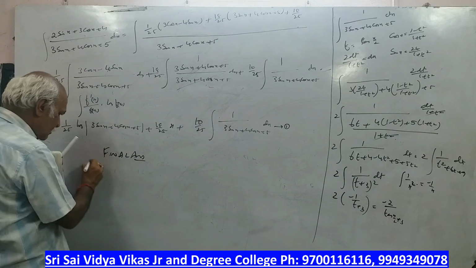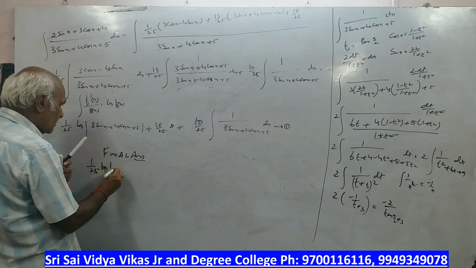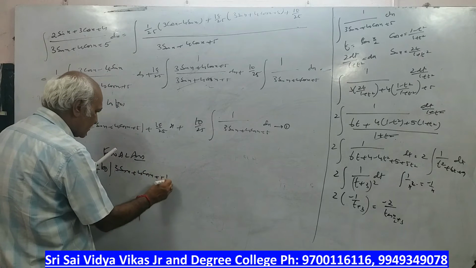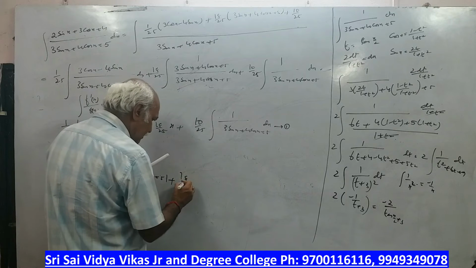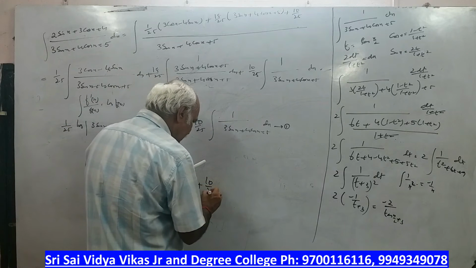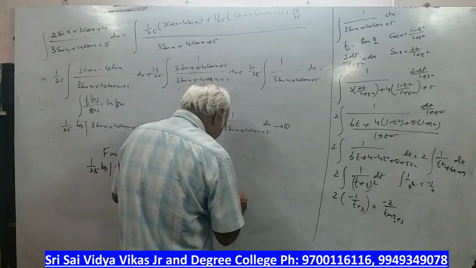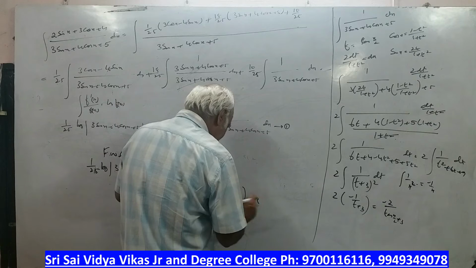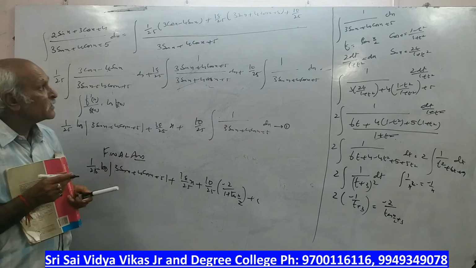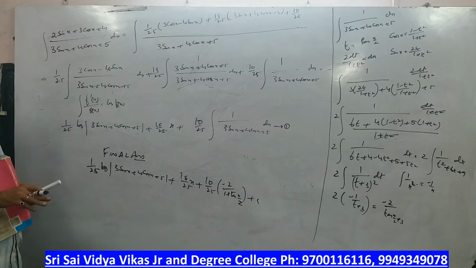So the final answer is 1 by 25 log of 3 sin x plus 4 cos x plus 5 plus 18 by 25 x plus 10 by 25 in the bracket minus 2 by 1 plus tan x by 2 plus c. Okay. Generally 90% is giving these problems for 7 marks. Okay. Please go through the solution completely.